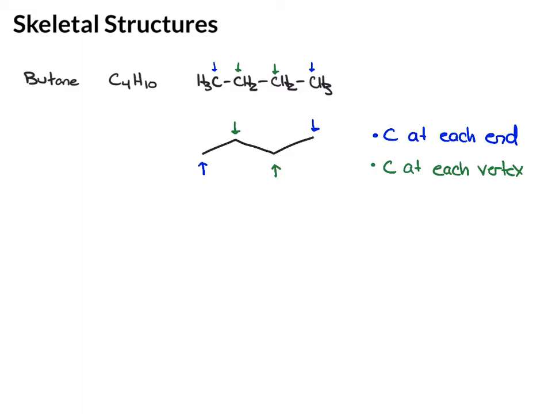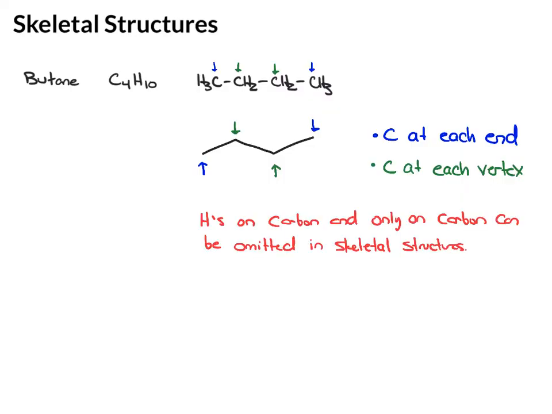And within this structure, because we know carbon wants to have 4 bonds, we can omit the hydrogens on the carbons and just know how many are present. So the rule is that hydrogens on carbon, and let me underline this, and only on carbon can be omitted in skeletal structures. So if you have non-carbon atoms like oxygen, nitrogen, things like that that have hydrogen, you must draw the hydrogen in. So what we can do is assume there's enough hydrogen on each carbon to give it 4 total bonds.